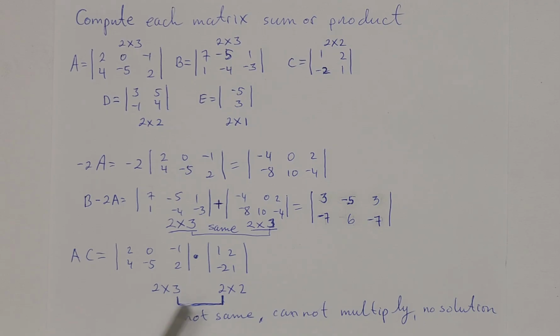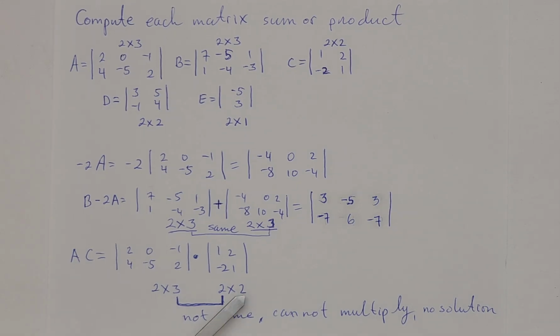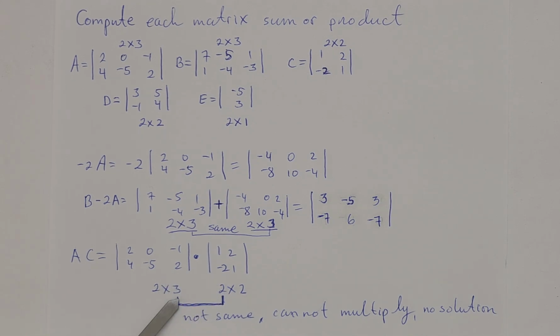It doesn't have to be the same. One more time. This number and this number can be different. However, these two numbers right here must be the same. Then you can multiply. If they are not the same, then we cannot multiply.